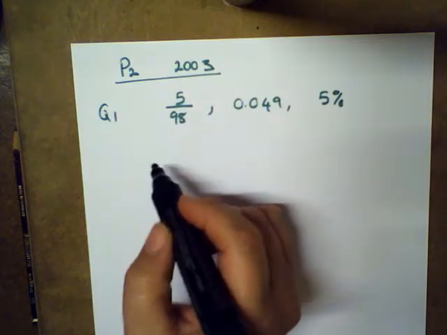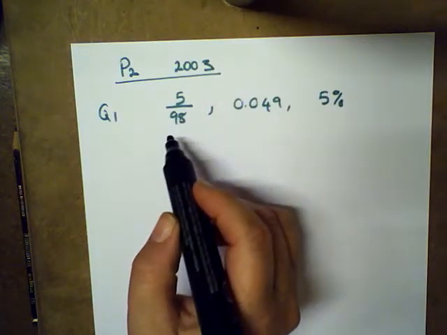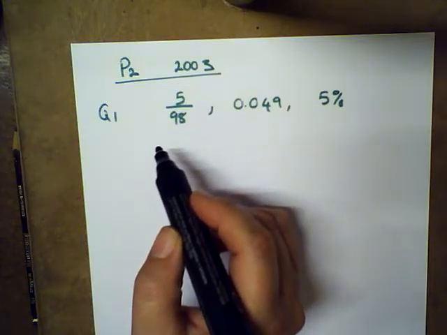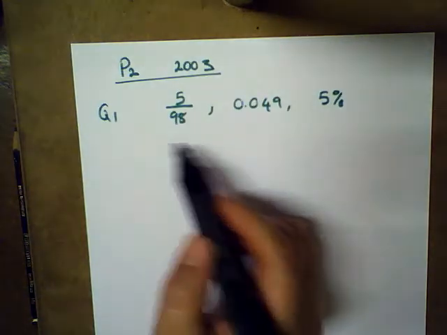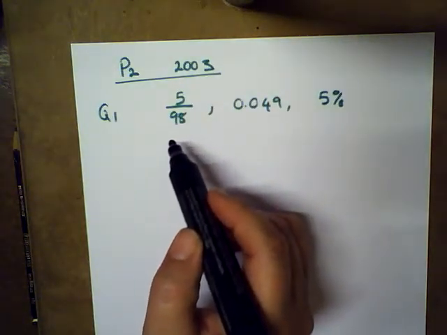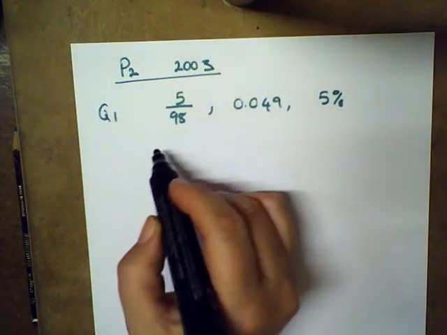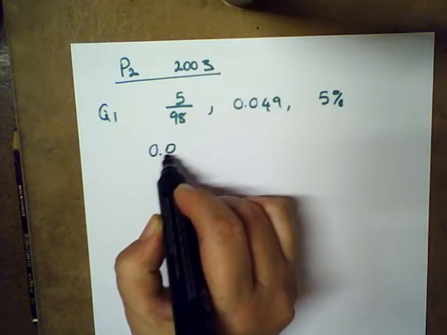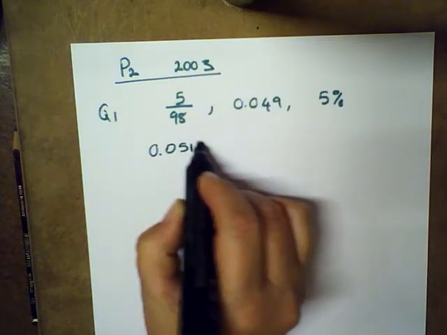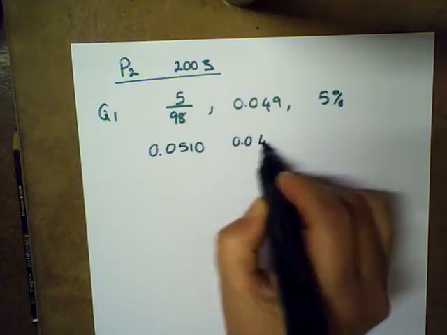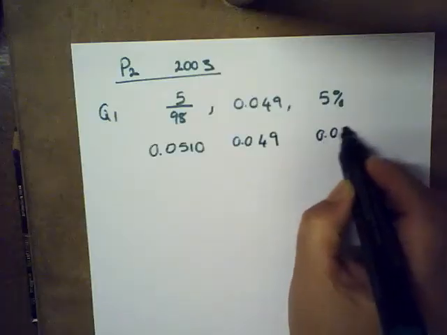First of all, we have to write the values in order of size, smallest first. When I have these values in front of me, the best is to first tap them into your calculator and find the decimal value. So a is 0.0510, that one is already in decimal form, so 0.049 and 0.05.